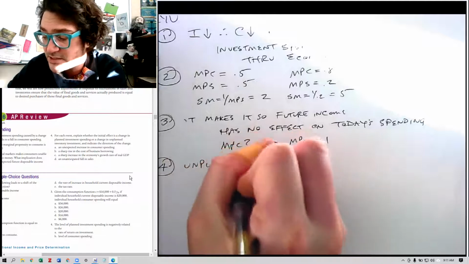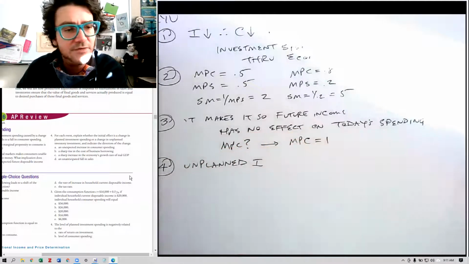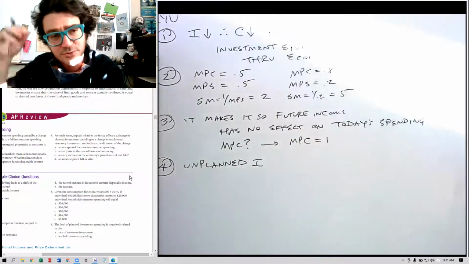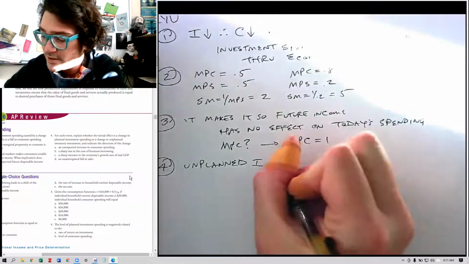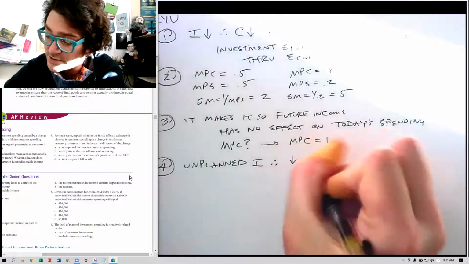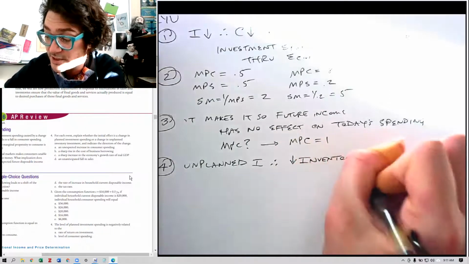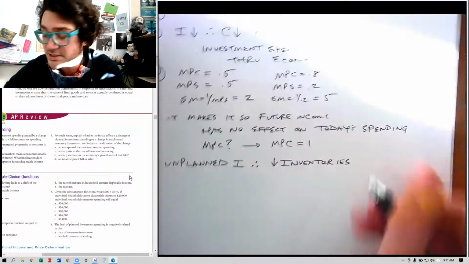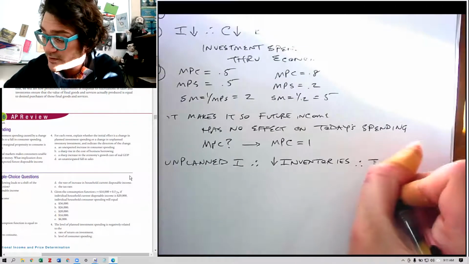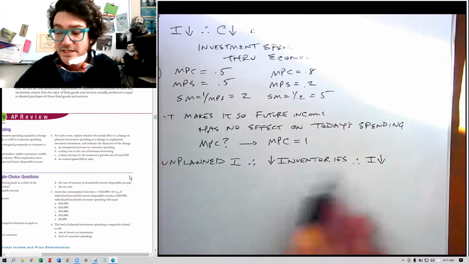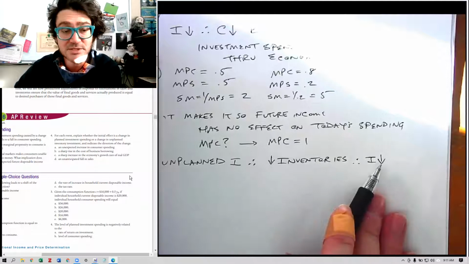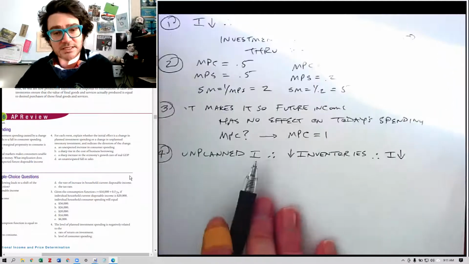So like if all of a sudden people start spending more money, it's going to reduce the amount. Therefore, it reduces inventories, right? If they're spending money today, it's going to reduce inventories, and therefore I will decrease, because changes in inventories are part of investment spending. And that's kind of what this is actually telling us.